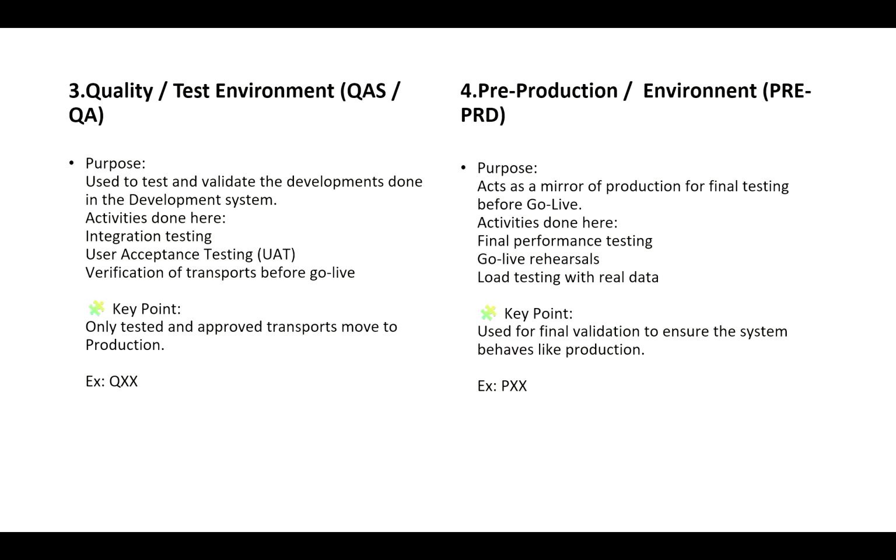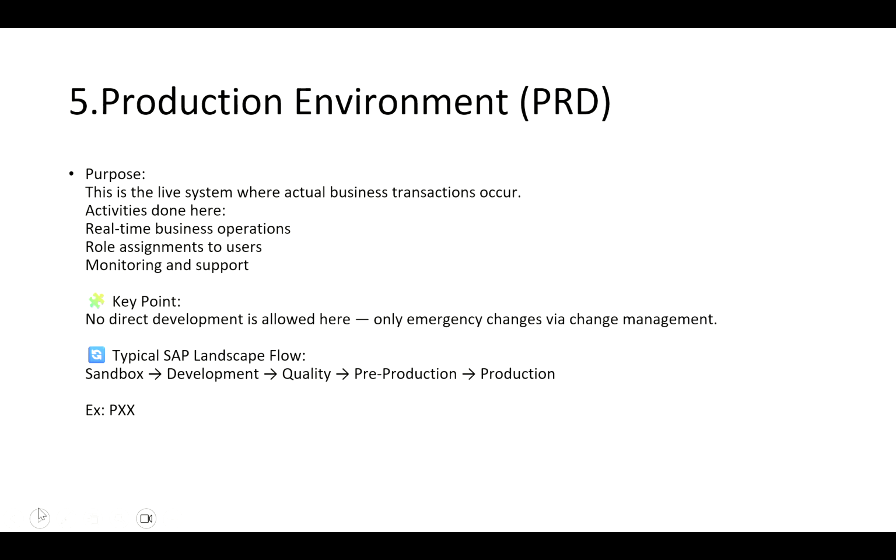So again, now all these changes go to the production system. So what will happen in the production system? Here, the purpose of the production system is that this is the live system where business people do their real-time tasks. Suppose they want to create an invoice, approve it, or do something with stock, or HR related activities, production planning, materials management, everything is real-time action. The actual work will happen here.